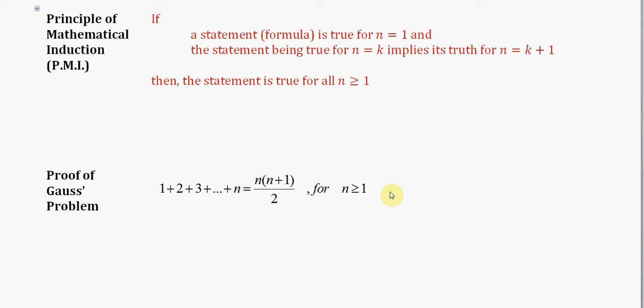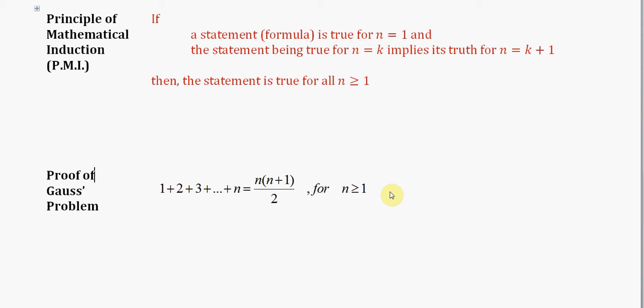If a statement, usually a formula, but any statement, is true for n equals 1, n just being a variable placeholder, and the statement being true for n equals k leads to its truth for n equals k plus 1, then the statement is true for all n greater than or equal to 1. This is quite a mouthful of words to fully parse and appreciate.